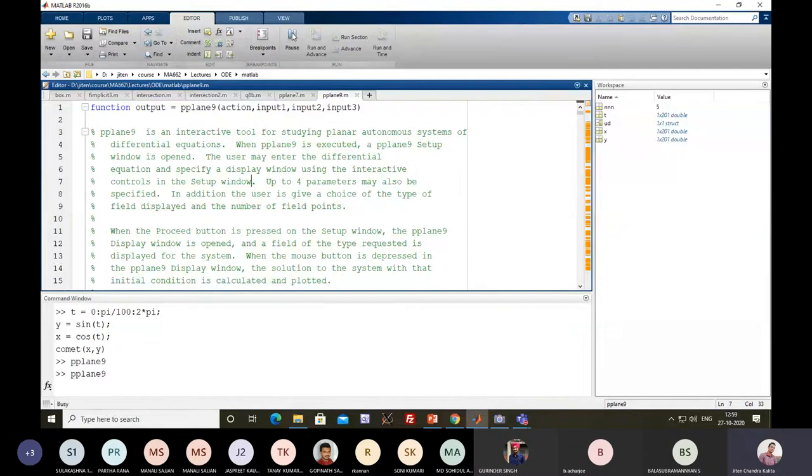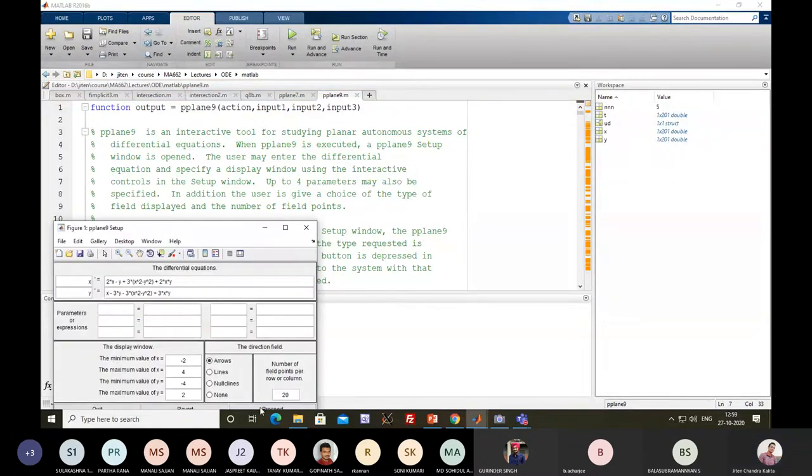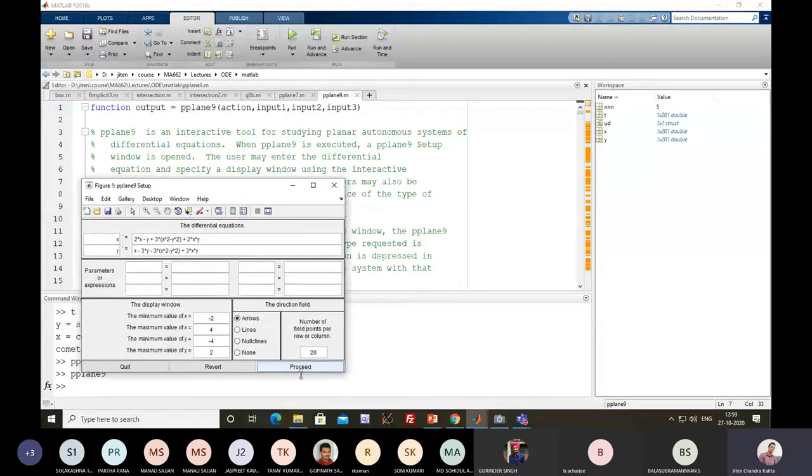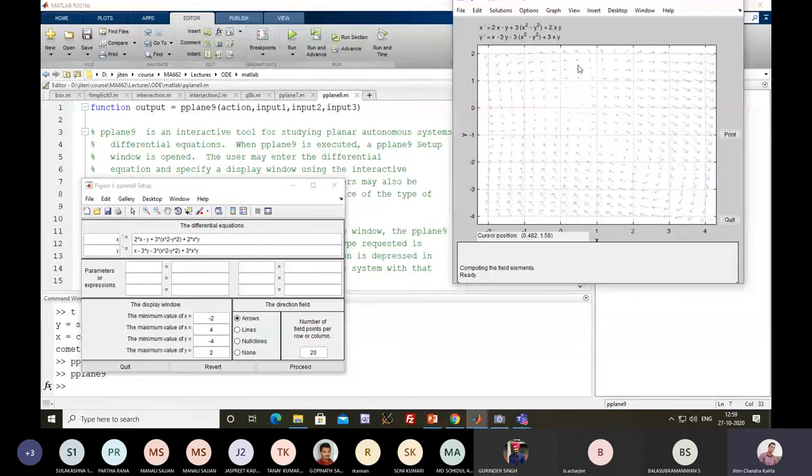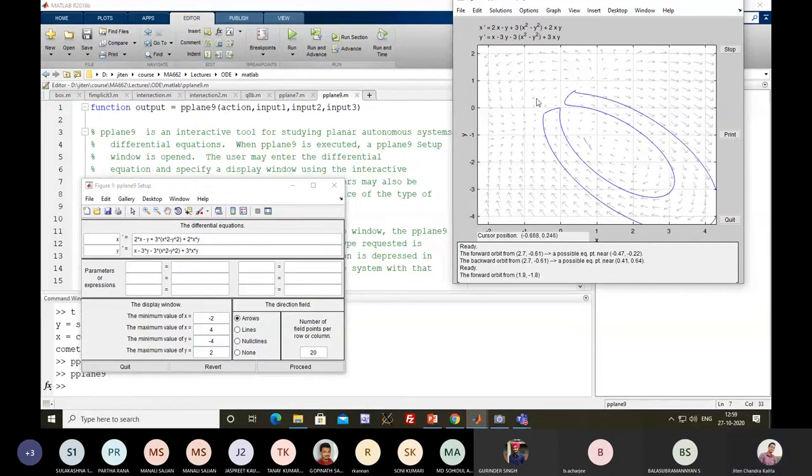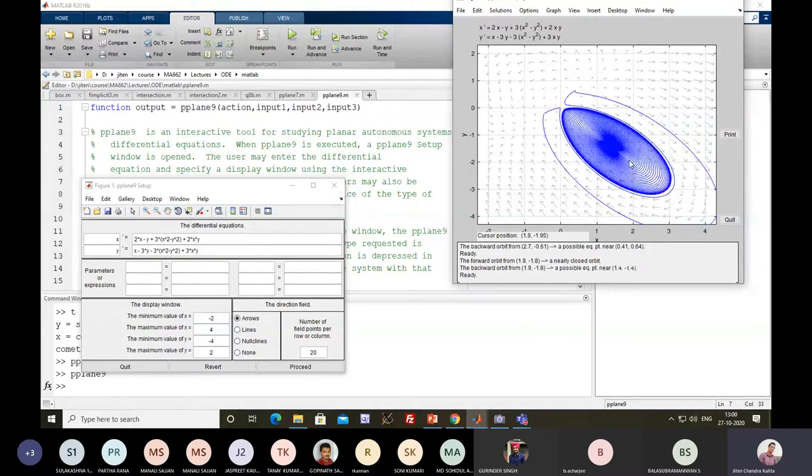Let me again run it. See here, if you actually want to see how the trajectories are looking like, you can simply click it and it is going to show you. Because you may be thinking that all the trajectories are going to look like that. Only in this portion, it is going to look like this. Okay. Only in this portion.